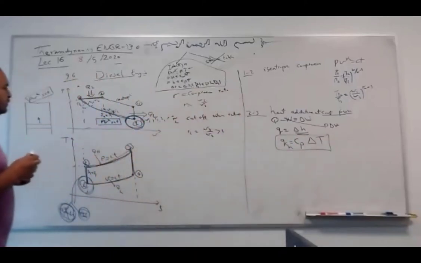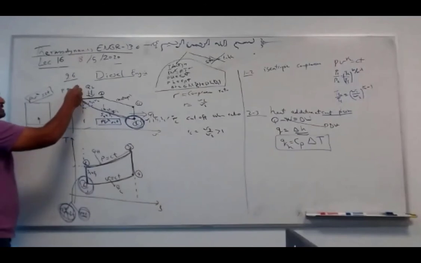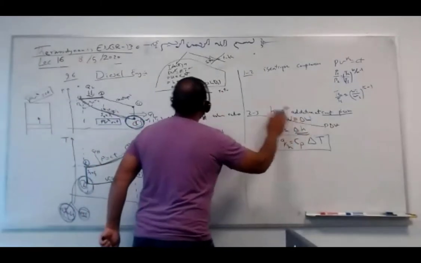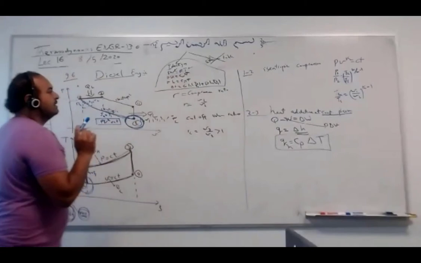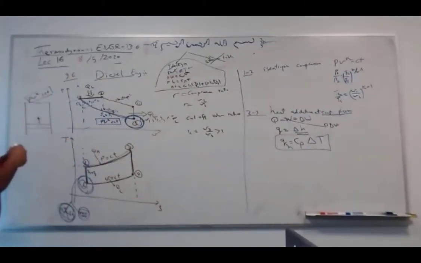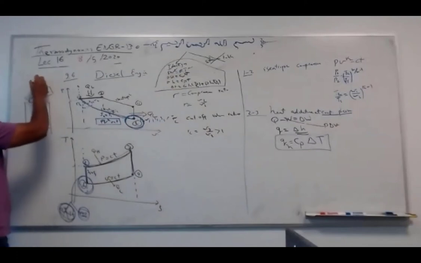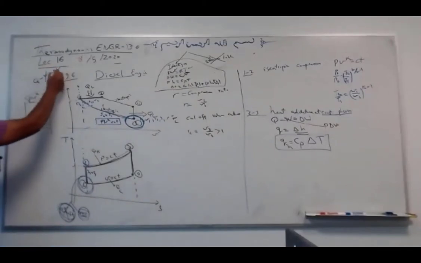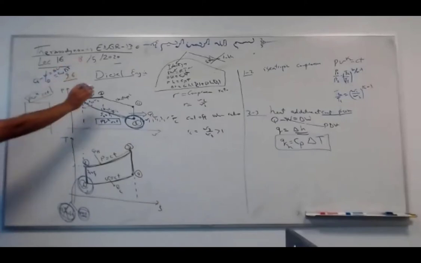So if you remember in the Otto cycle, we said 2 to 3 was constant volume. Constant volume, there is no work. That's why Q equal delta U, and delta U was CV delta T. In the Otto cycle, 2 to 3 was constant volume, that's why Q minus W became only delta U, because the work is 0. It's constant volume, a rigid tank. The piston doesn't move. It's constant trapped air. There is no work. So Q equal delta U, which is CV delta T. That's why we did that.